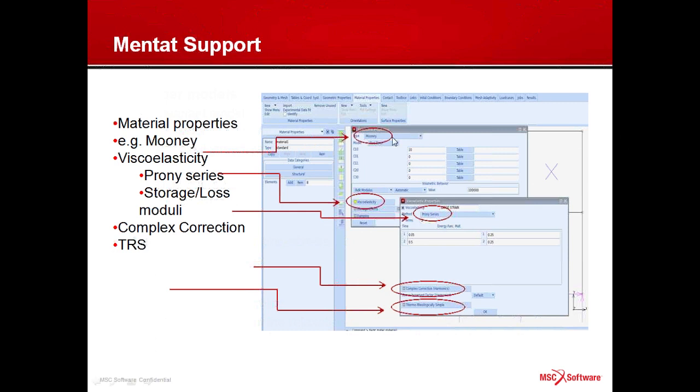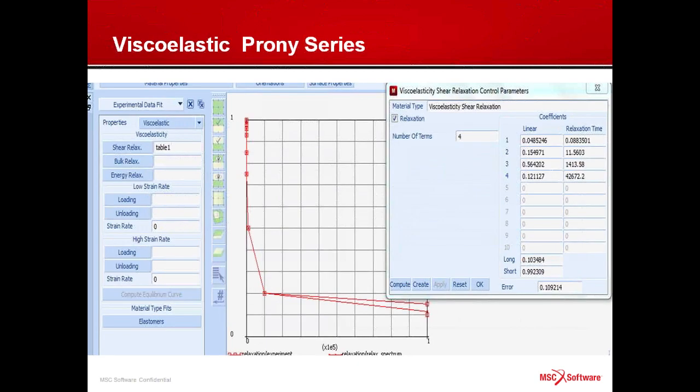Again, it's a very similar menu. We're looking now here at Mooney, and we see the viscoelasticity, but here, rather than specifying the Bergstrom-Boyce model, we might either ask for a Prony series, in which case we have to give the coefficients, or we might directly enter the storage modulus and the loss modulus, in which case it will figure things out.